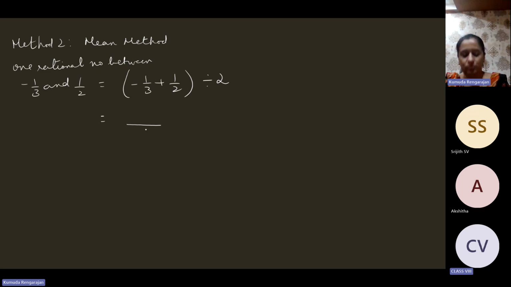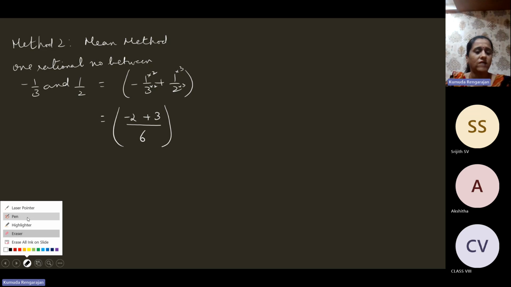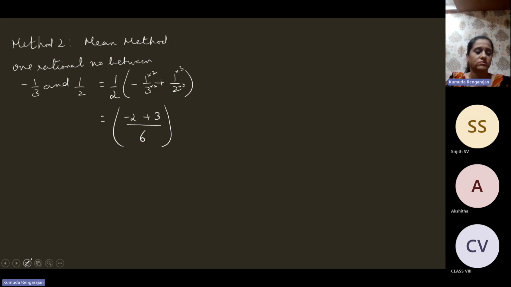What's the LCM of 3 and 2? 6. So what is the numerator? Minus 2 plus 3. 3. Oh, yes, 3, ma'am. And what will happen to division? Okay, see, you can also do this directly. Half into the sum of the two numbers. Half into the sum of the two numbers.